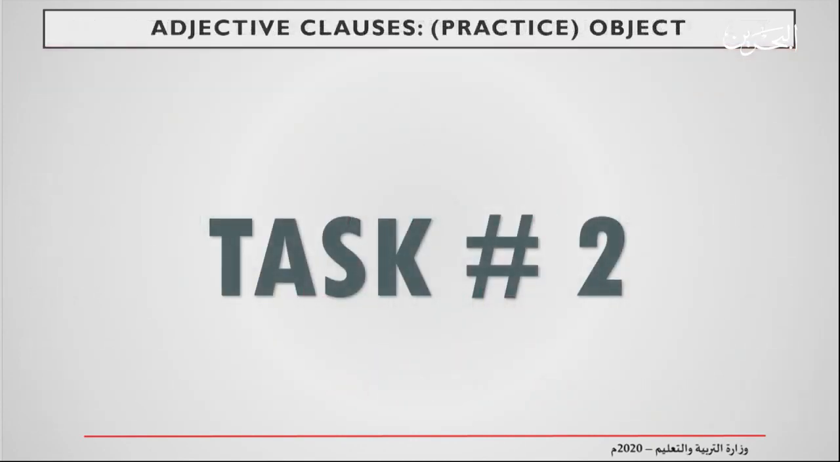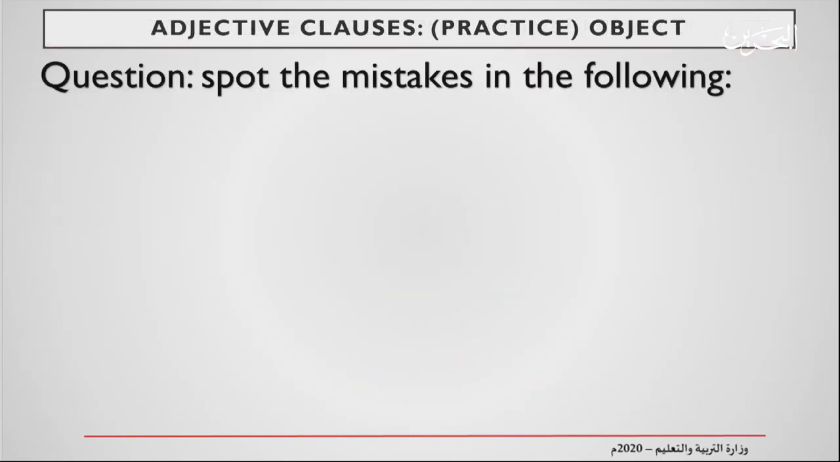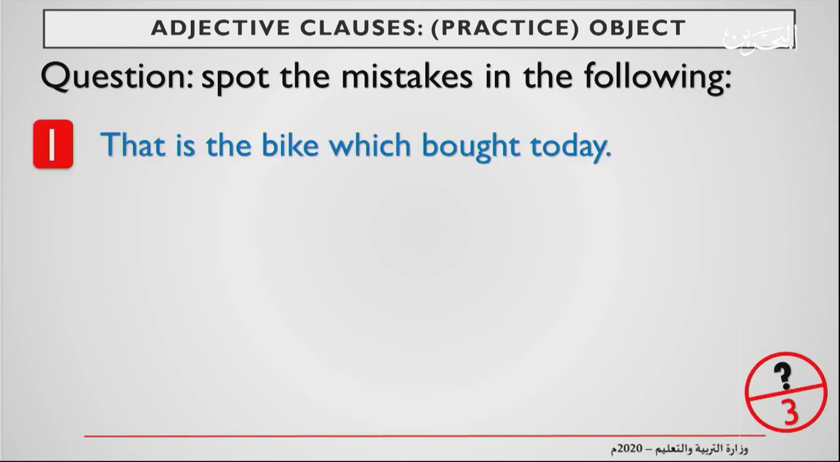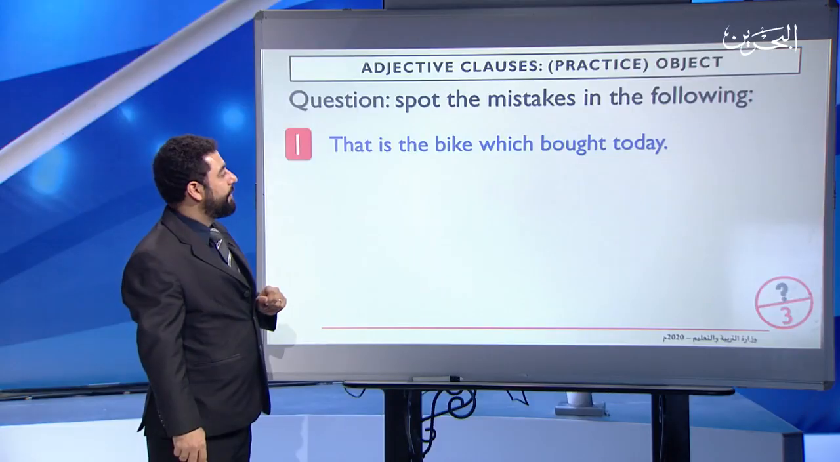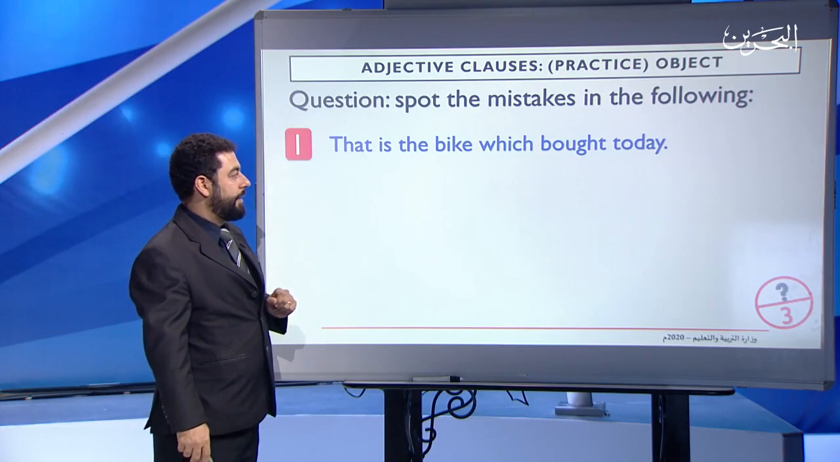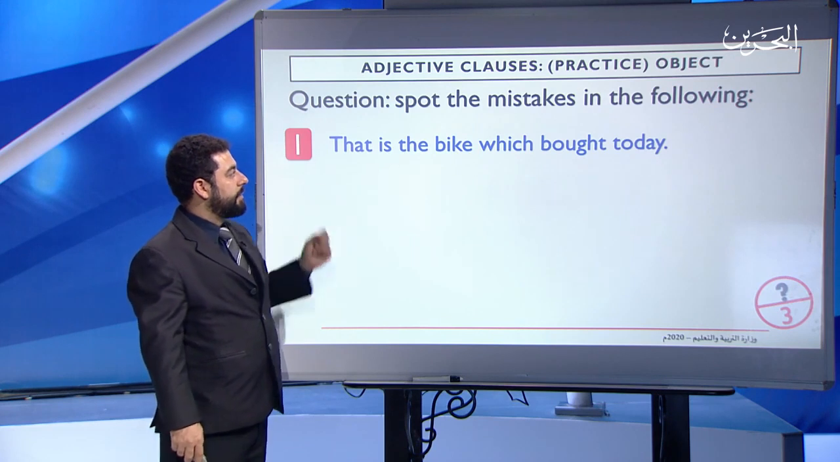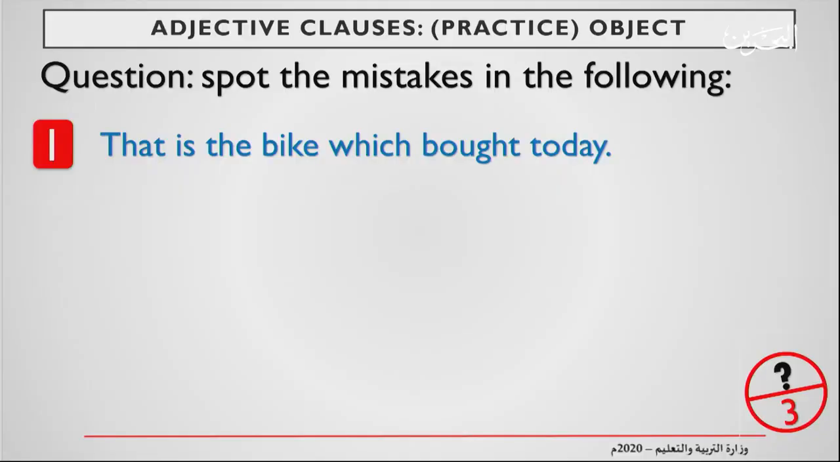All right. Let's have a quick task. Spot the mistakes in the following, and you have a mark of 3. Number 1, that is the bike which bought today. Find the exact spot to add something. All right, you have 5 seconds.